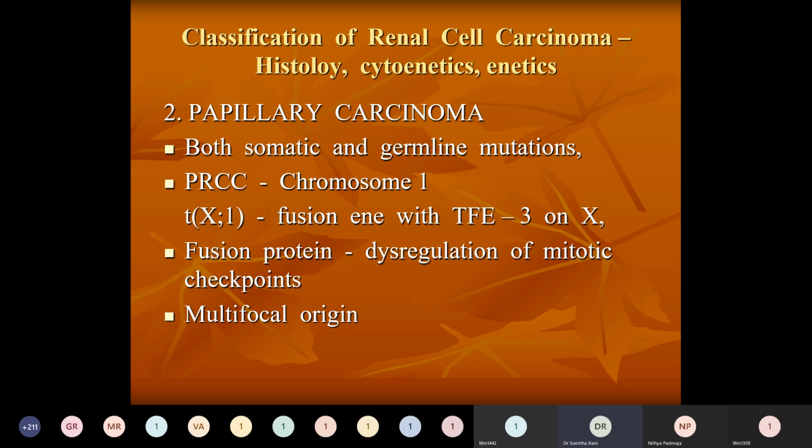PRCC stands for papillary renal cell carcinoma, wherein a chromosome 1 gene is involved, and there could be a translocation between X and chromosome 1. There is a fusion gene with the end product of TFE, which leads to the formation of a fusion protein on the X chromosome, and this brings about the dysregulation of mitotic checkpoints. And papillary renal cell carcinoma can be multifocal in origin, so this is one important differentiating point for you to remember.